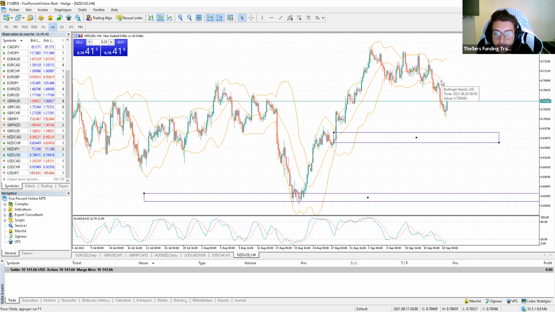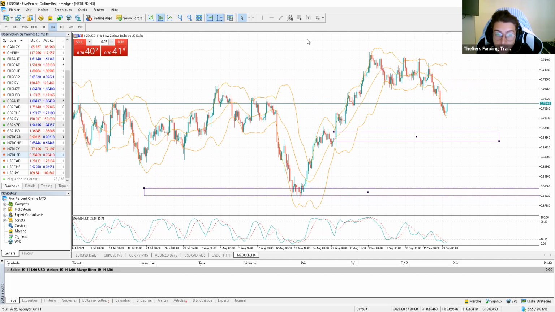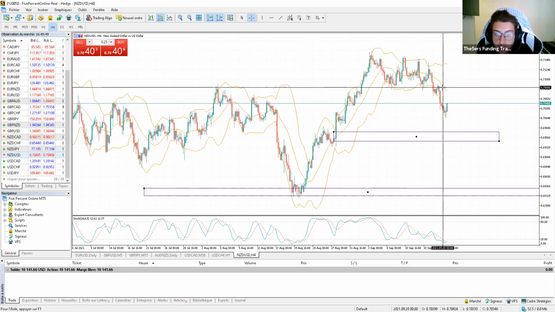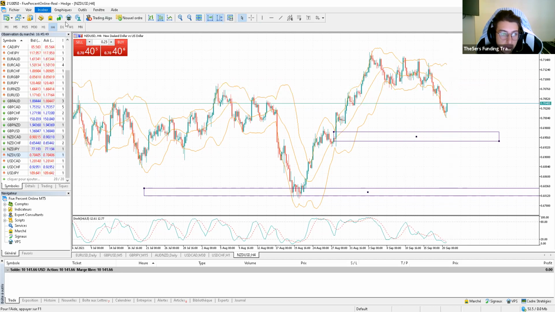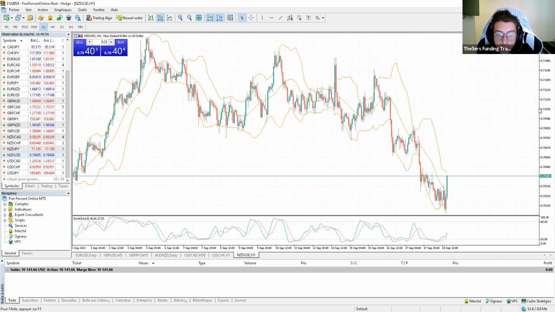Maybe if you have a small setup to go short, you can, but on the H4, I don't know where you would put the stop loss. Okay, maybe I see something here if I go on H1.